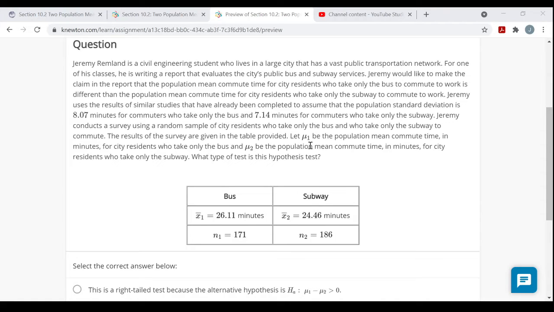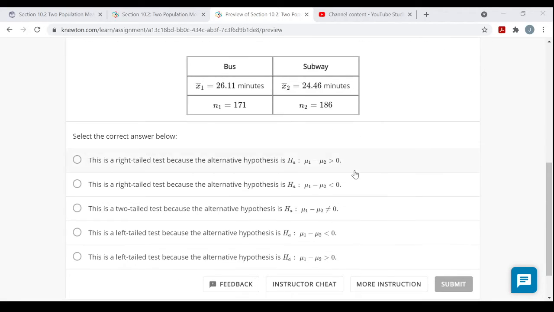And, like I said, mu1 is the population mean commute time for the bus riders, and mu2 is the population mean commute time for the subway riders. Now, the first question they're asking is, what type of test is this hypothesis test? And I've already mentioned it. It is a two-tailed test. I already wrote it out, right?